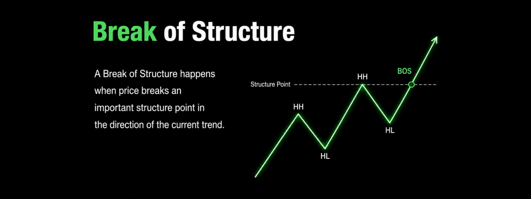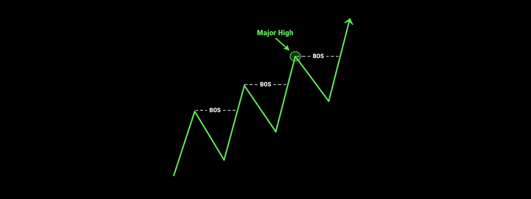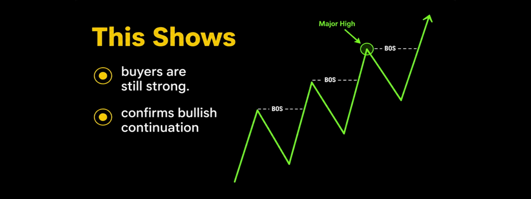Now let's talk about break of structure. A break of structure happens when price breaks an important structure point in the direction of the current trend. In a bullish market, a break of structure happens when price breaks above a previous major high. This shows buyers are still strong. It confirms bullish continuation. For example, price creates a high. Then price pulls back and creates a low. Then price pushes up and breaks above the previous high. That is a break of structure to the upside.